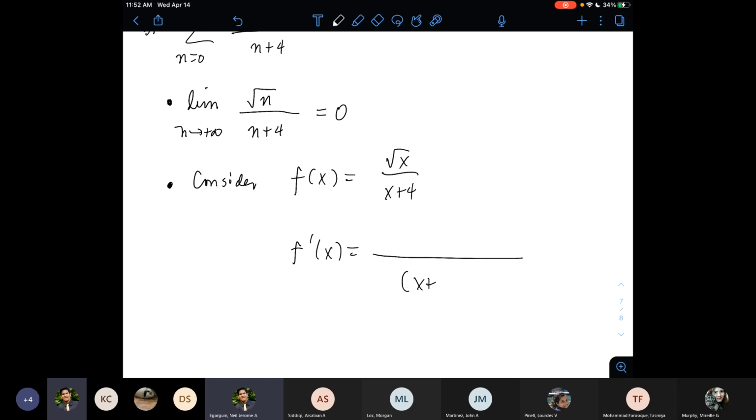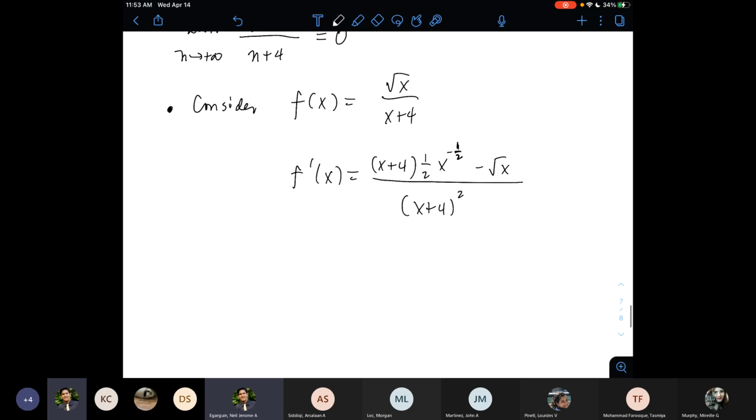So I square the denominator, low, derivative of the high, but the derivative of the high would be 1/2 x to the negative 1/2, minus high, derivative of the low function, which is 1. Is it clear that this is negative? Because this would be x plus 4 over 2 root x minus root x, all over x plus 4 quantity squared.